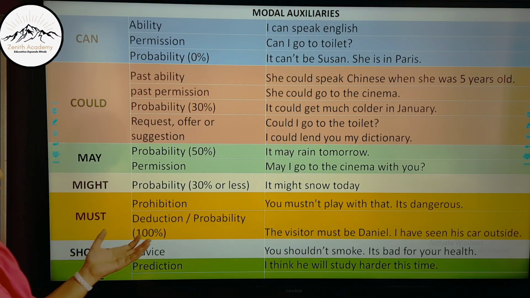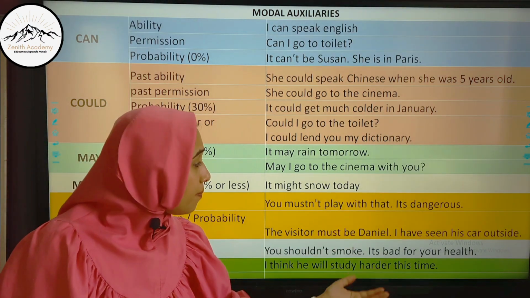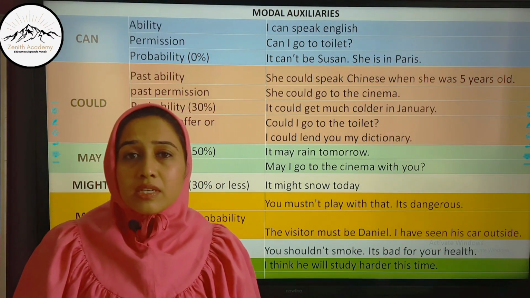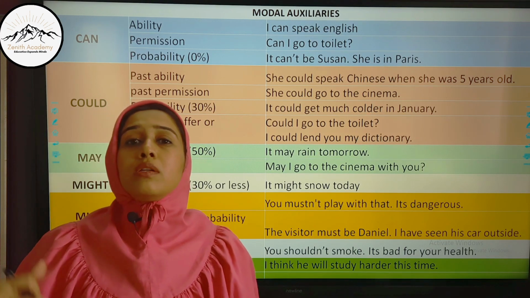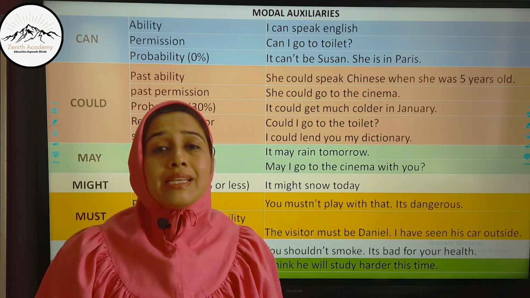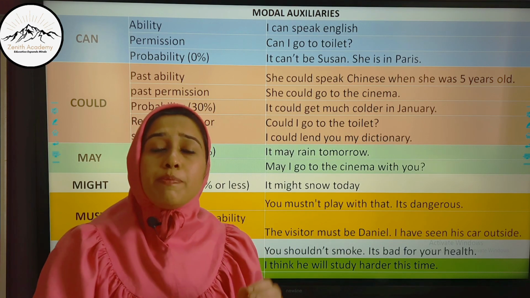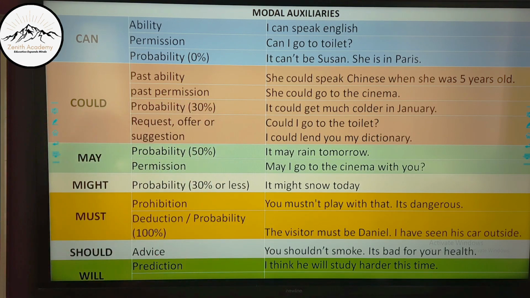Also, it is used to show the probability of 100%. The visitor must be Daniel. I have seen his car outside. Means you are expecting some visitor at your house, and when you hear the car sound or the bell ringing, you immediately say it must be that particular person. The visitor must be Daniel. So that is 100% probability.